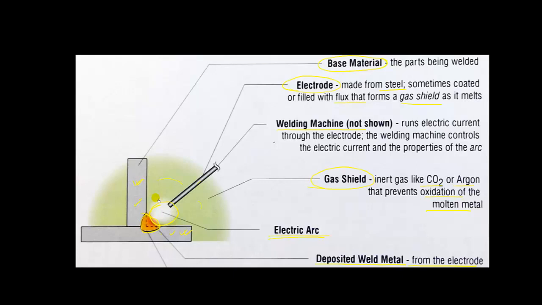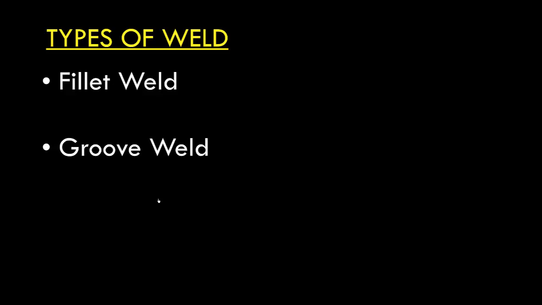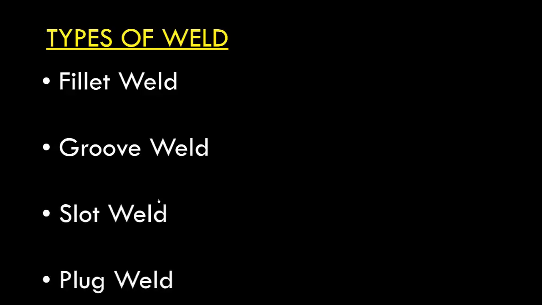Till now you have learned the advantage of welding over the bolted connection, and the welding process itself. Now we will discuss different types of weld. Mainly we have four types of weld. One is fillet weld, another is groove weld, then we have slot weld, and finally plug weld. Let's discuss them one by one.